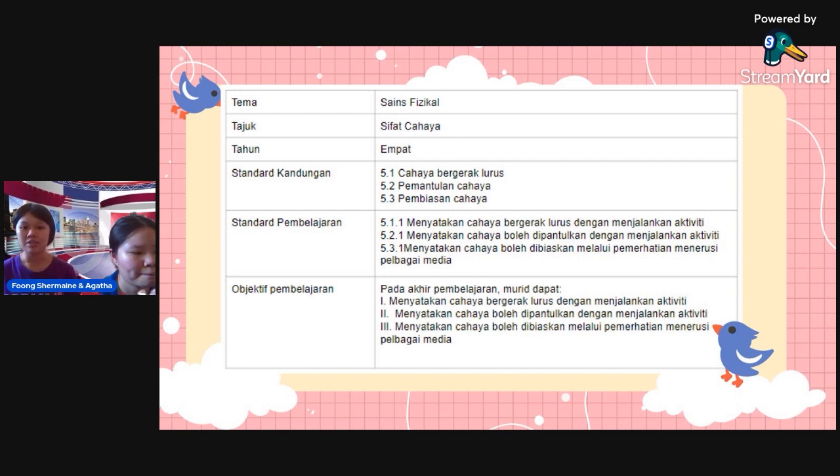And we also have 3 learning standards. 5.1.1 states that light moves in a straight line through activity. 5.2.1 states that light can be reflected through activity. 5.3.1 states that light can be refracted through observation when it is moving through different media. We also have 3 learning objectives. At the end of the learning session, a student is able to state that light moves in a straight line through activity, that light can be reflected through activity, and that light can be refracted through observation when it is moving through different media.